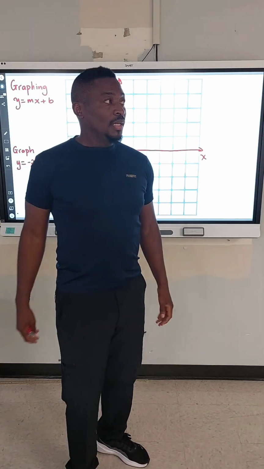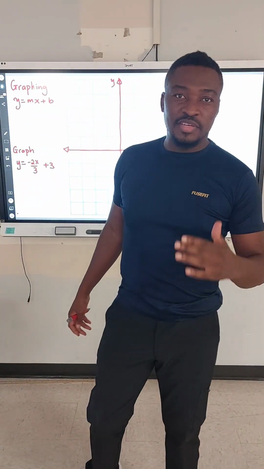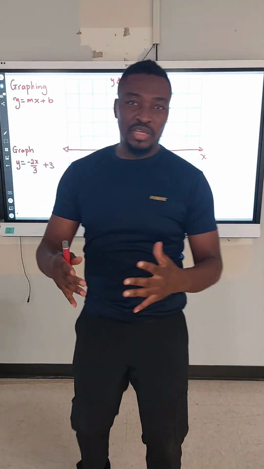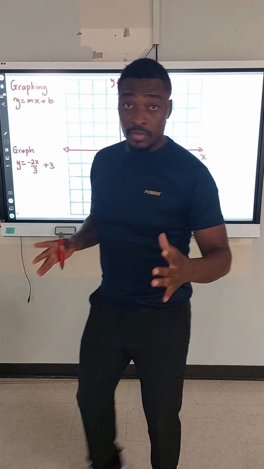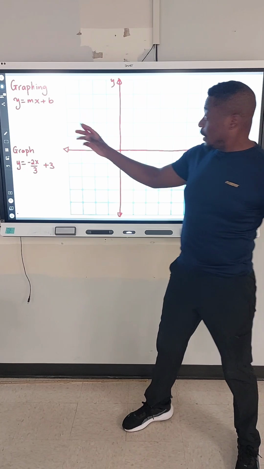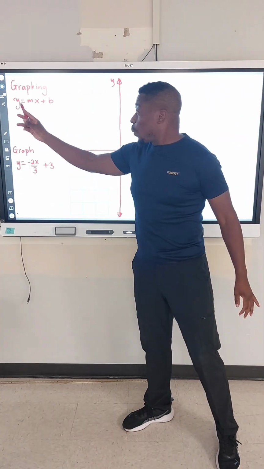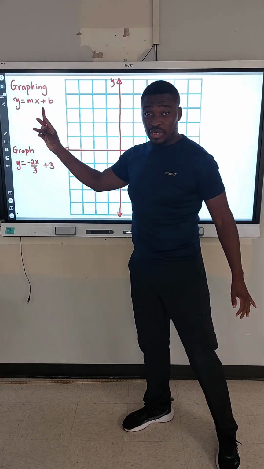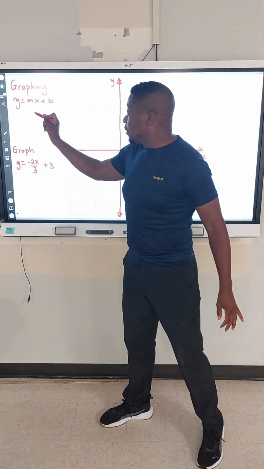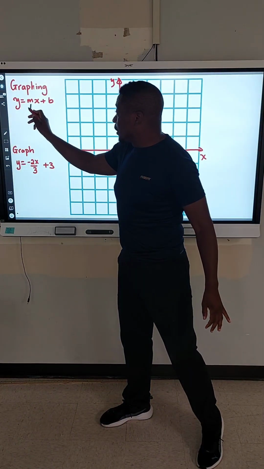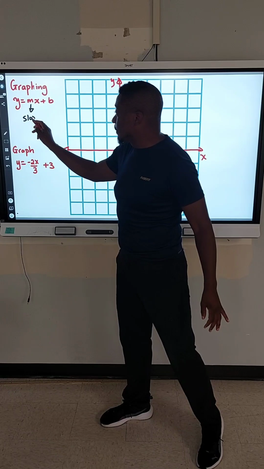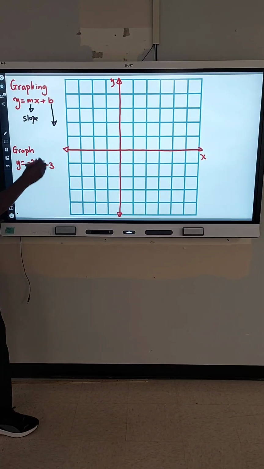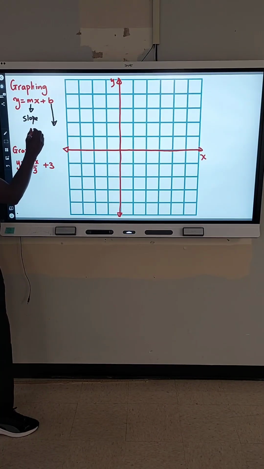Hello, in this video we are going to graph a linear function that is already written in slope-intercept form. The slope-intercept form of a linear function looks like this: y equals mx plus b. In this form, this m here is the coefficient of x and represents the slope. This b here is a constant that represents the y-intercept.